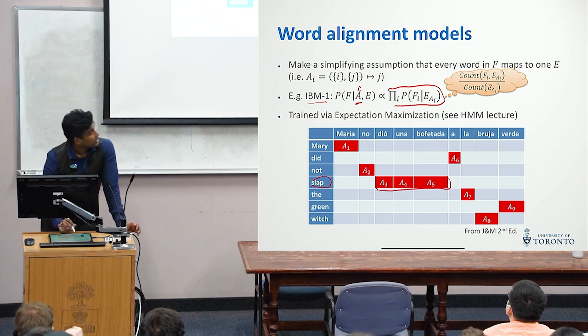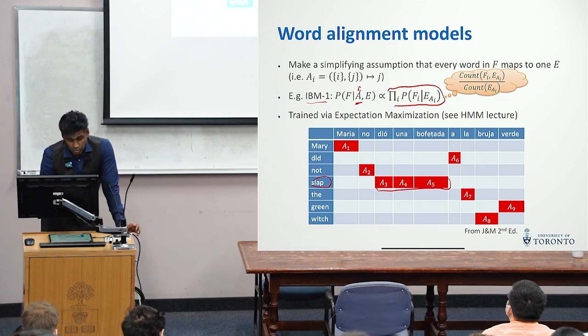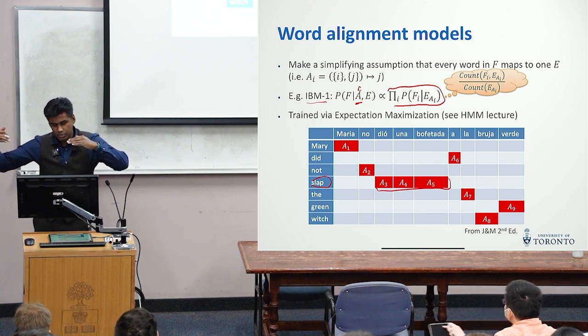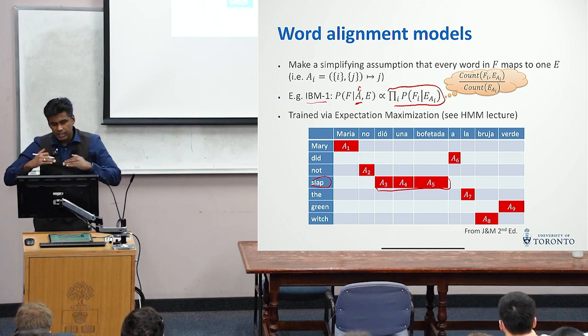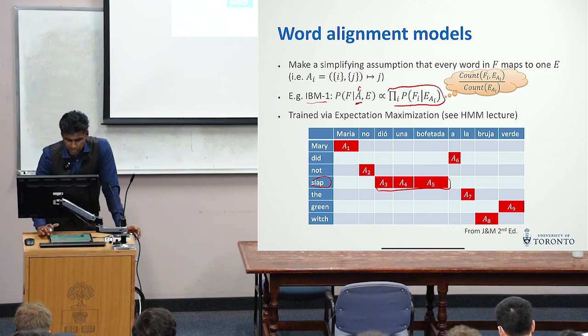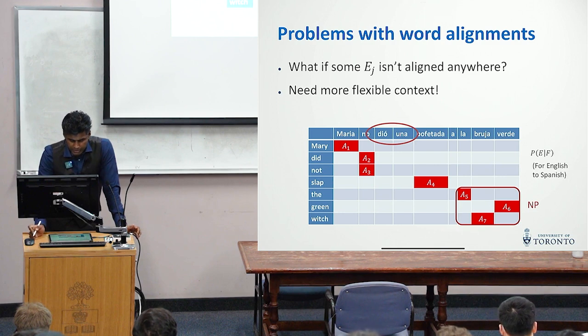And how do you calculate this product of F_i given the beads? At a word level, you can just count the number of times that French word has appeared with this English word, and then divide it by the number of times the English word appears in the total corpus. This is something that you have already seen in language modeling.